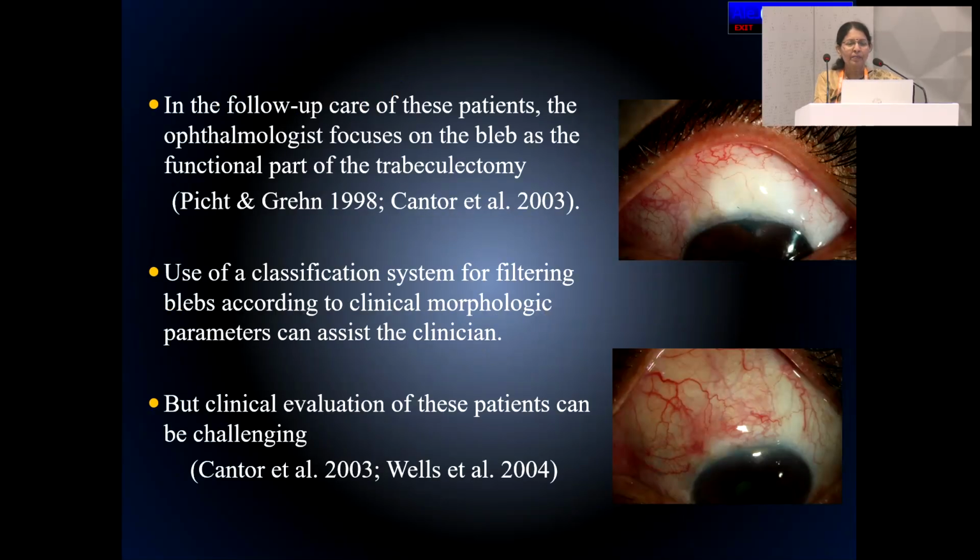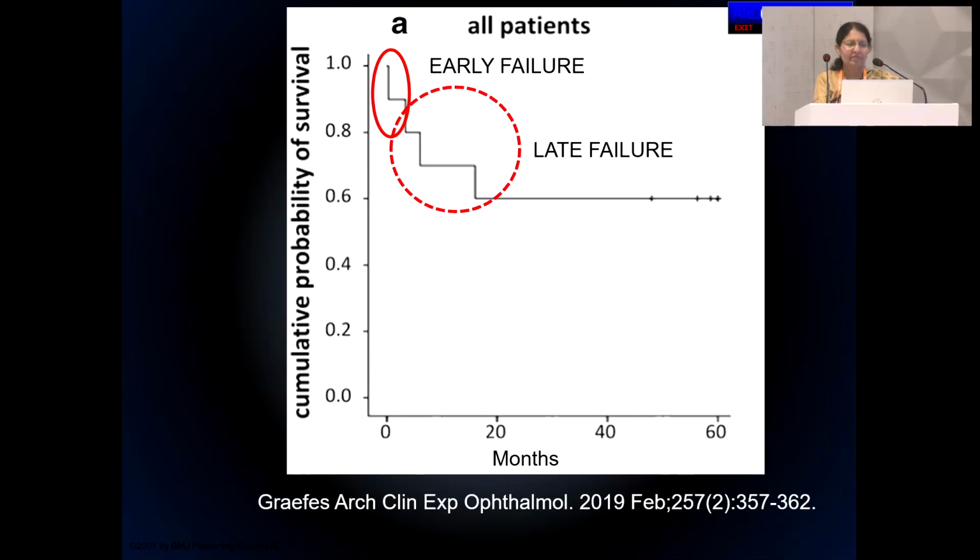So in the follow-up care of these patients, the ophthalmologists focus on the bleb as a functional part of the trabeculectomy. Various useful classification systems are developed to identify the filtering bleb according to the morphology, and parameters can assist the clinician in decision making, but the clinical evaluation of these patients can be challenging.